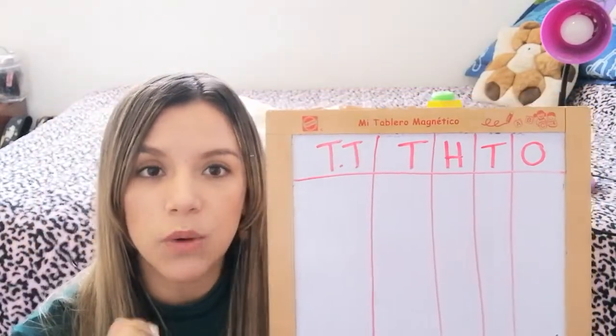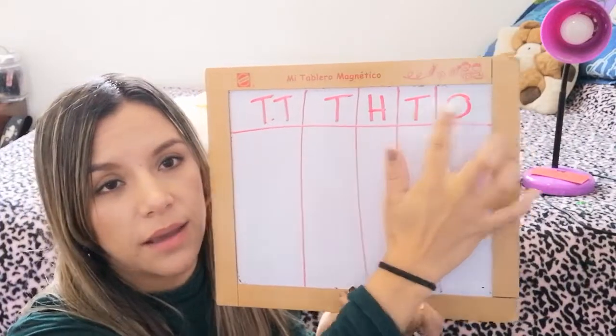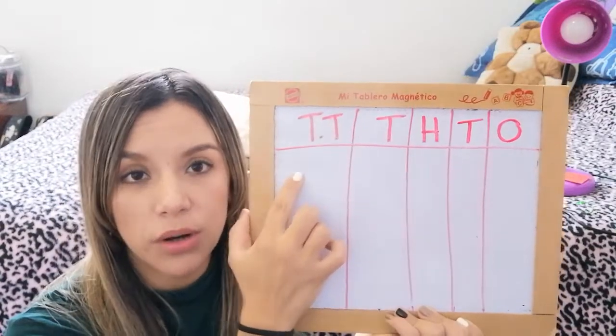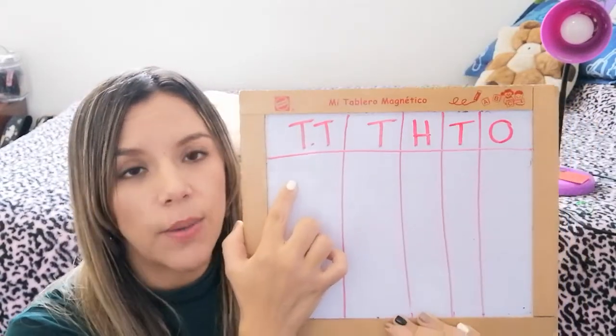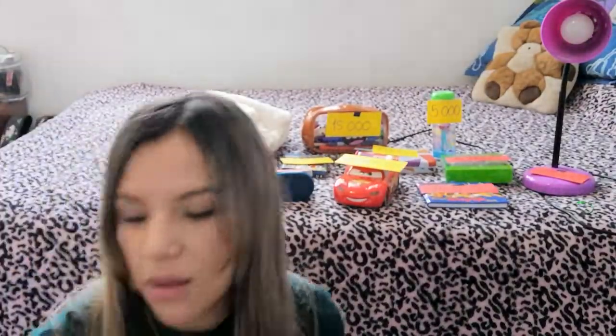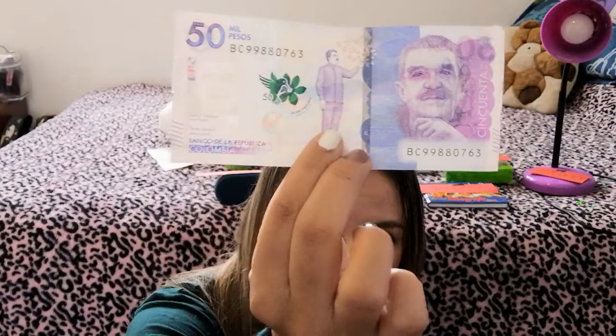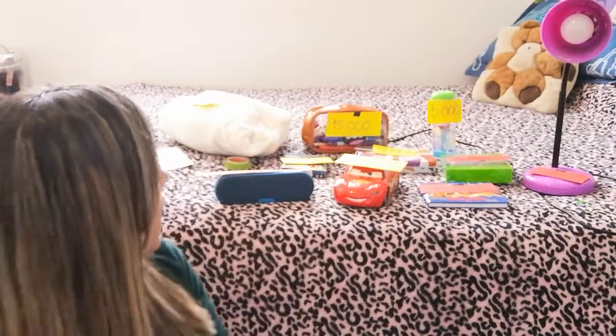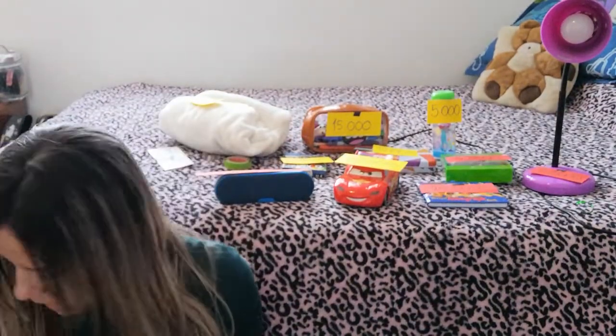Remember that in math class we have something called place value, and in my place value chart I'm going to write down the ones, tens, hundreds, thousands, and today we're going to have 10,000s. Okay, so I'm going to show you my first bill that I know you know, and this is the 50,000 bill. How do you write this amount with numbers?